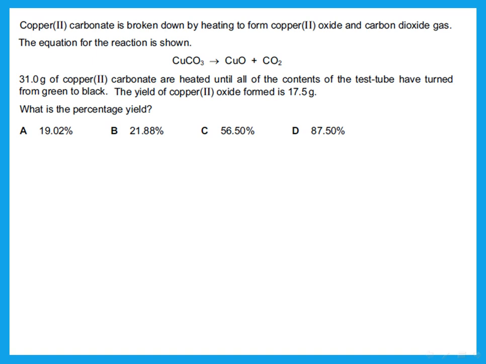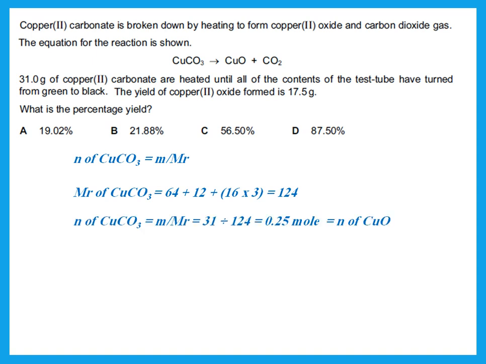In order to get the percentage yield, I have to calculate how much he should have got. So what is the theoretical mass that he should have got? Okay, he gives me information about 31 grams of copper carbonate. I get the number of moles of copper carbonate. Number of moles is mass over molecular mass. This is the molecular mass of copper carbonate. So the number of moles comes out to be 0.25 moles.